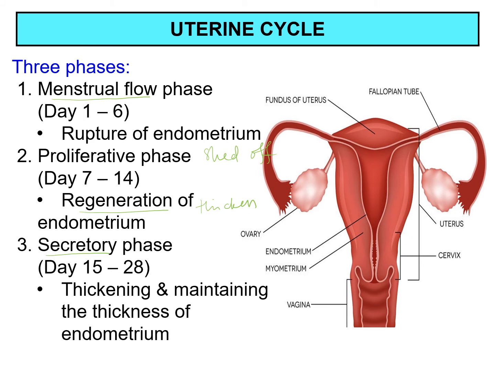Menstrual flow phase. Bleeding tu biasanya day 1 to day 6. Some females might have an extended menstrual flow phase. Mungkin hari pertama sampai hari ke-6, 8, ke-10, ada yang sampai 14. And then proliferative phase adalah masa untuk baik pulih endometrium kita. Tu proliferative phase. And then bila dah baik pulih, dia nak maintain endometrium tu. Sebab apa? Nak tunggu jika ada persenyawaan.